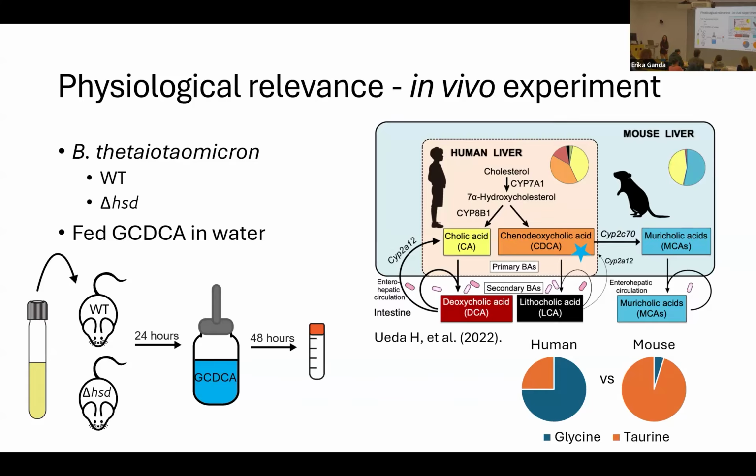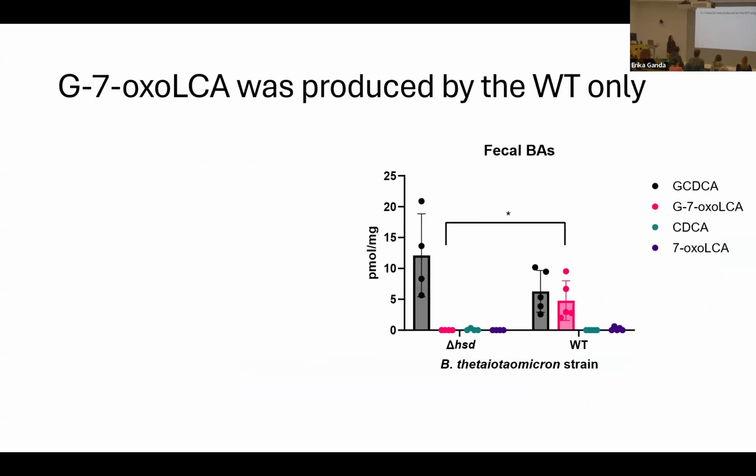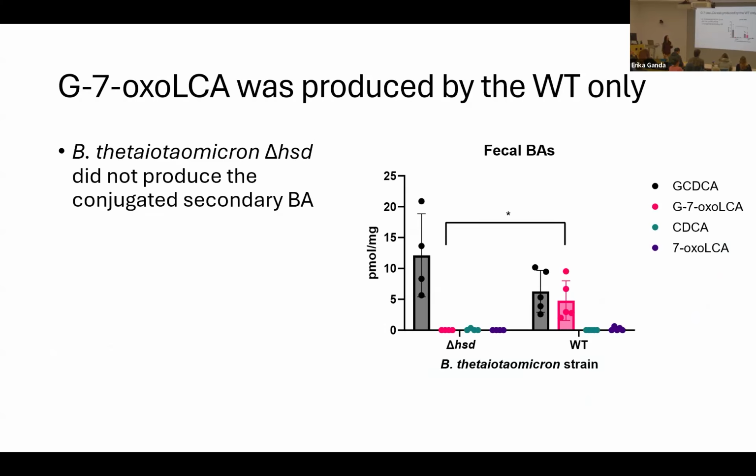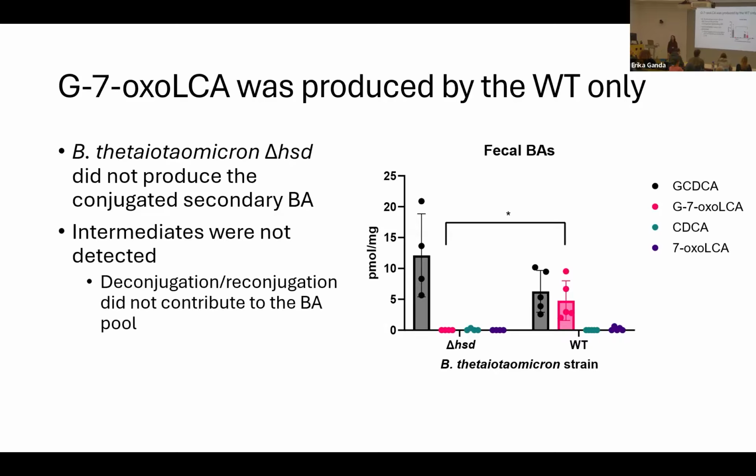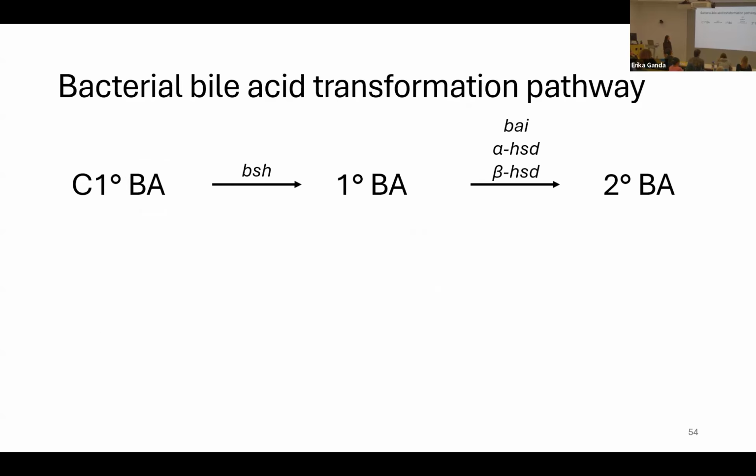And then 48 hours later, we euthanized the mice and collected their feces, did an extraction, dilution, and ran it on the mass spec. And we were able to see that GCDCA does build up in the system, and only with the B theta wild type do we see this G7-oxo LCA produced. And importantly, with the knockout, we again don't see any intermediates in the pathway that would suggest a role of a different enzyme in the production of these conjugated secondary bile acids.